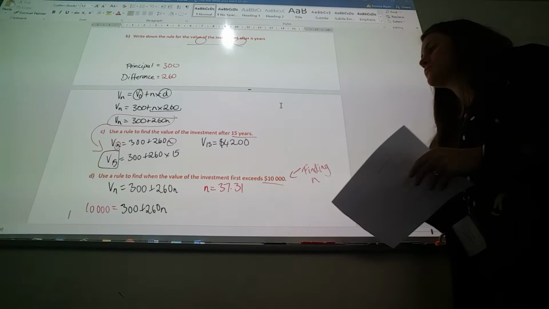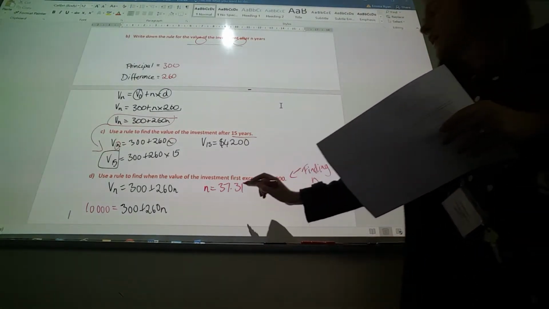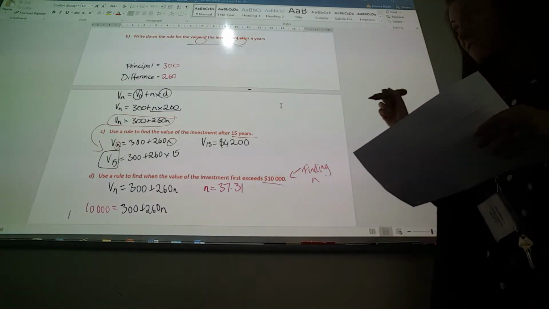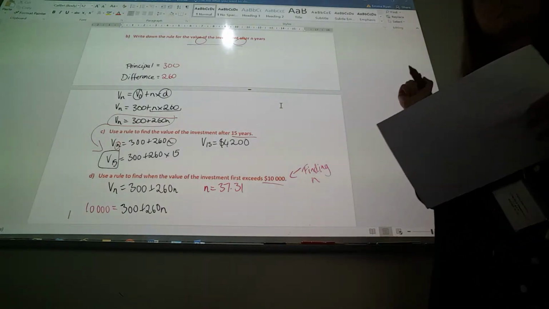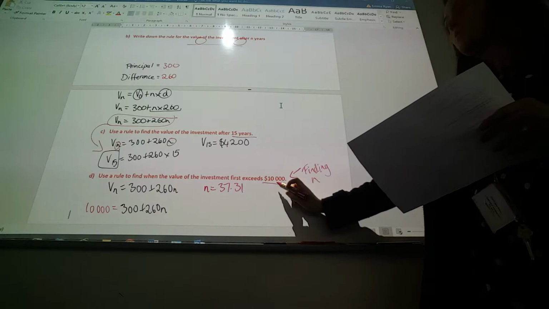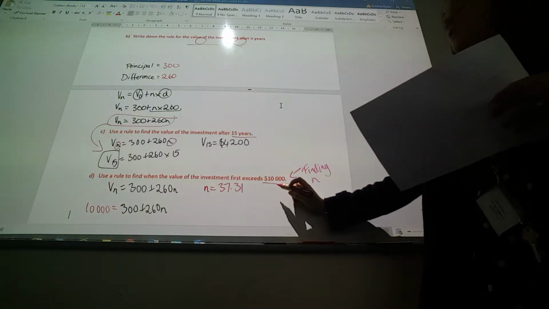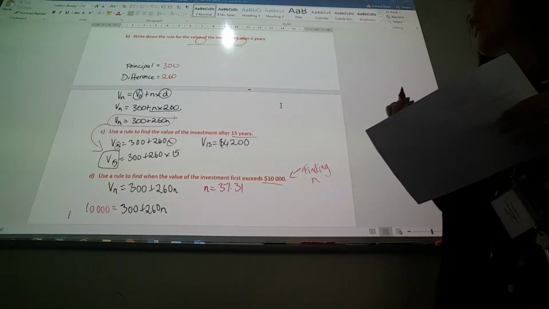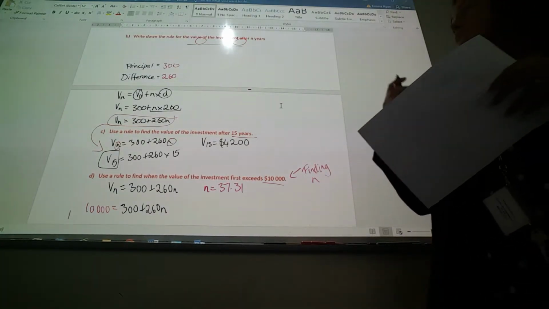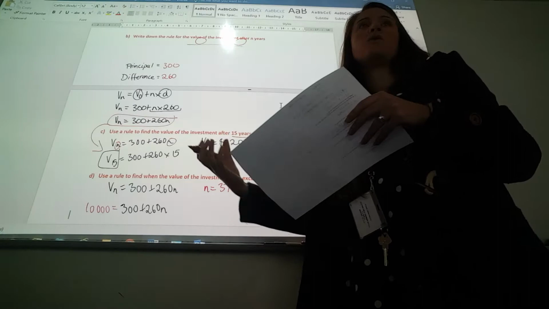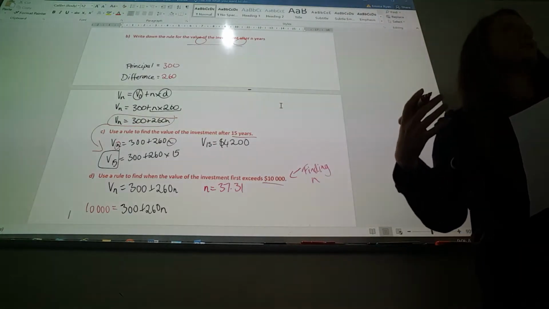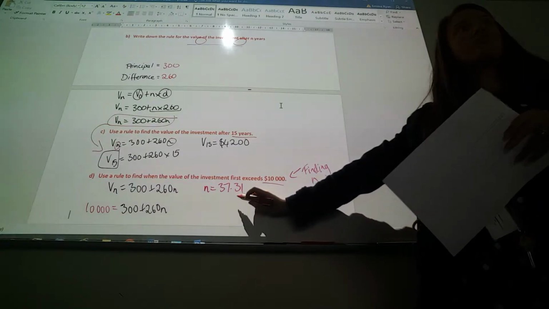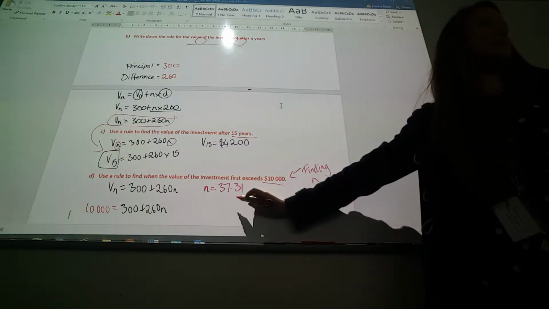All right. Put that into your solve and it comes up as n equals 37.31. So this is the actual value we get. This is saying that after 37.31 years, that's when we get to $10,000. So the question is asking, when will it first exceed? We need to answer in full years because when we're talking about interest, interest is calculated at the end of each year.